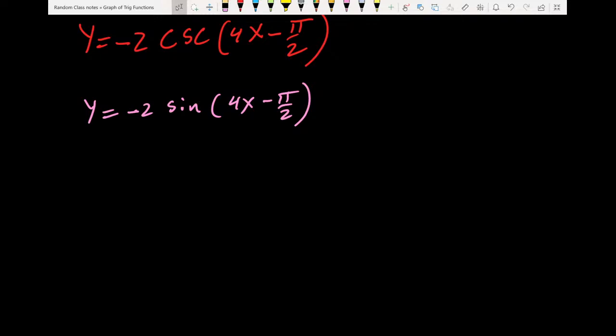Did you guys graph the sine part? How many of you need more time? Yeah, these are your starting points. Got it? Dakota?